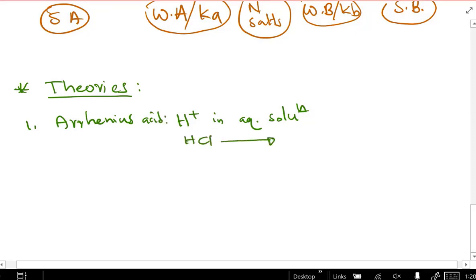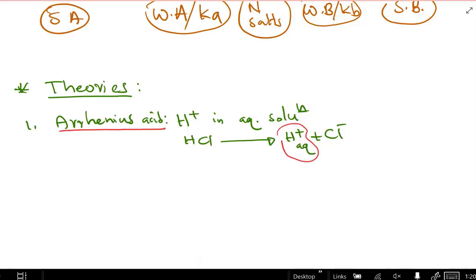A good example is hydrochloric acid. It will dissociate, or break, into protons, H+, hydrogen ions, in the water. So therefore it's an Arrhenius acid. So HCl qualifies to be an Arrhenius acid, right?